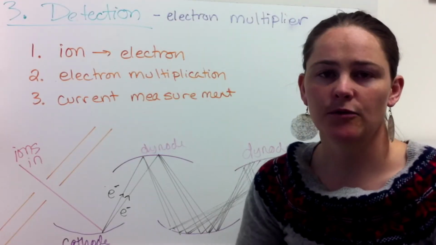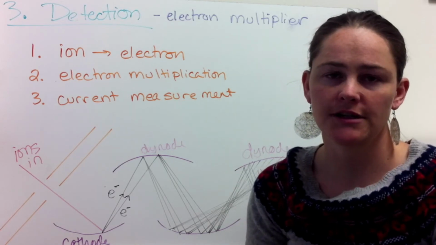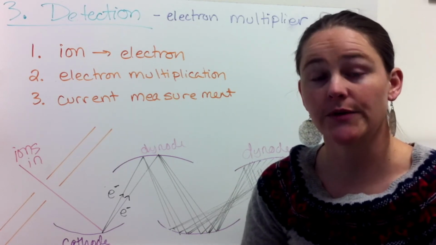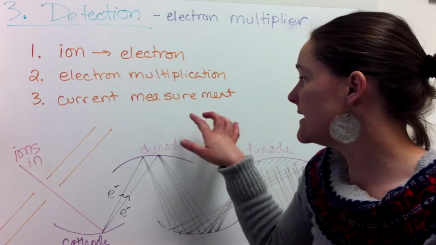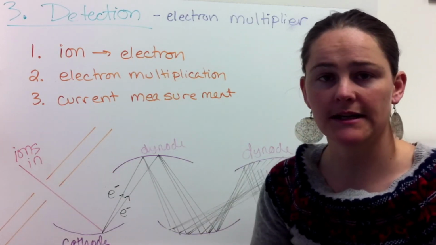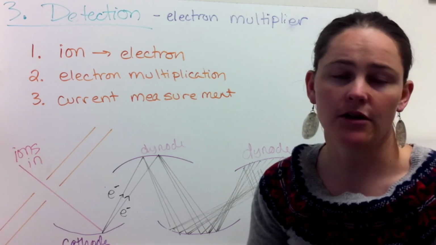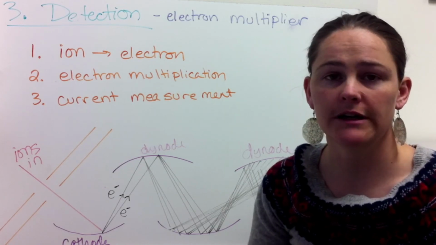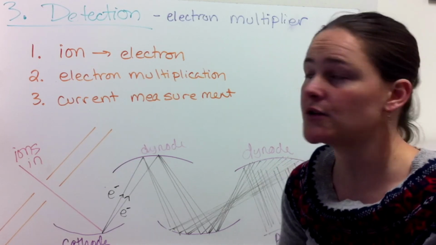So once you've separated and are looking just at the one specific mass to charge ratio that you're interested in, we're going to need to detect it. And so we have ions that are going to come into the detector, and we need to generate either a current or a voltage, and we'll actually generate a current that we can then easily convert to a voltage.